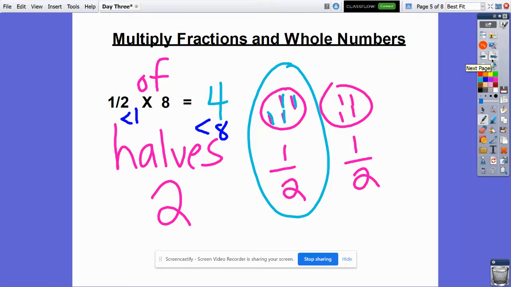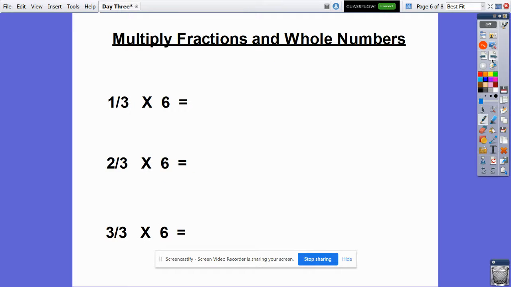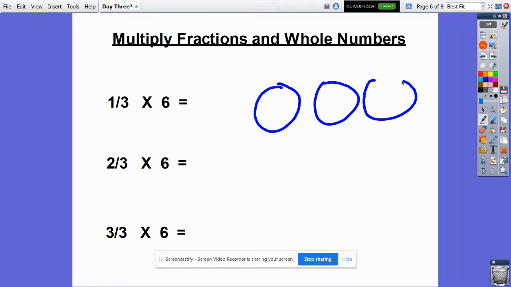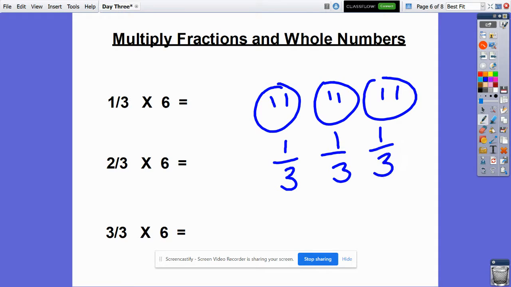Let's practice again, but take it a step further. I want to find 1/3 of 6, so I need to split my 6 into thirds. How many pieces are in thirds? There are 3 equal pieces in thirds. I'm going to draw 3 circles and split up my 6. 1, 2, 3, 4, 5, 6. I have 1/3 right here, 1/3 right here, and 1/3 right here.